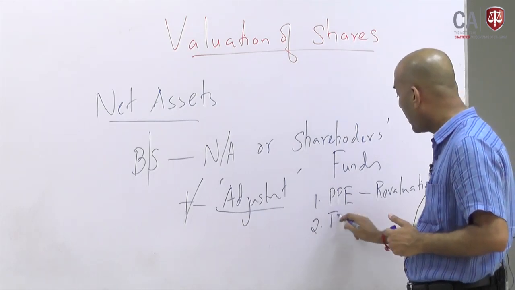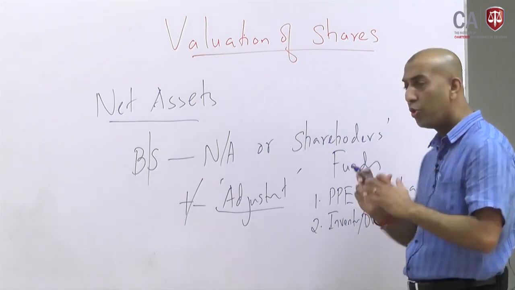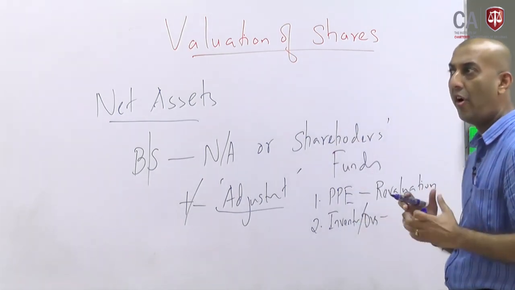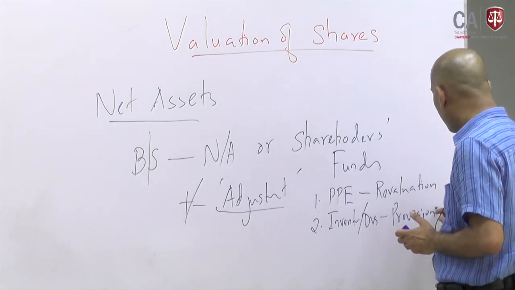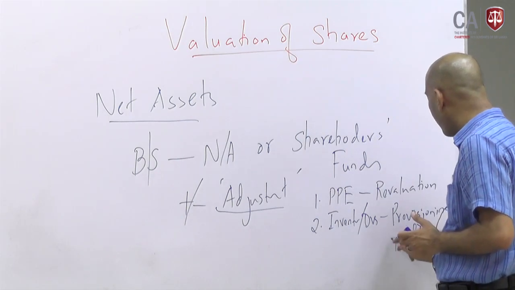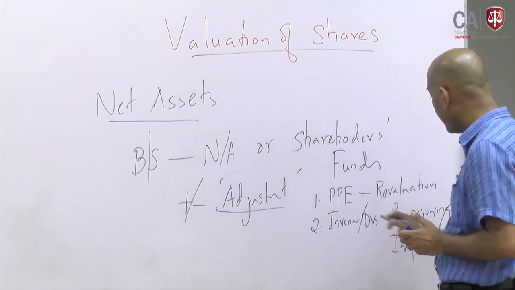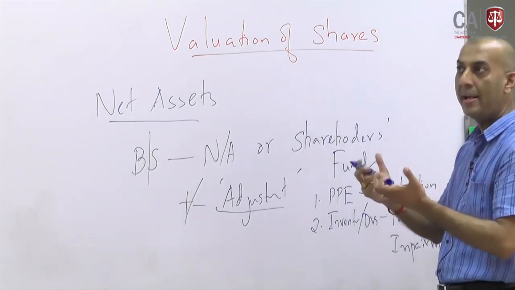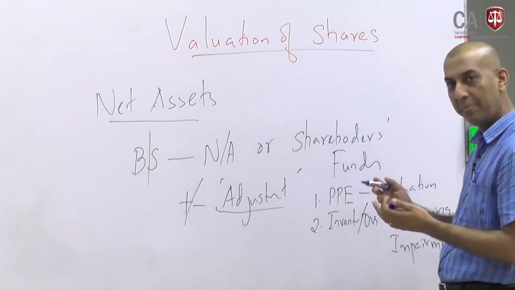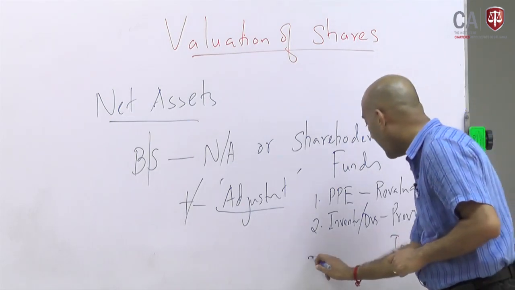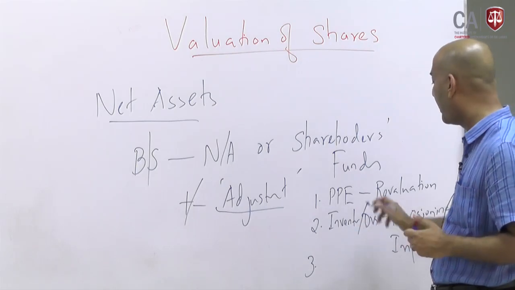Second, you take your inventories or debtors, which may need to be adjusted for any provisioning or any impairment. So please note, your inventories and debtors in your balance sheet may need an adjustment for provisioning or impairment. So it is possible. So you could do that adjustment and then find out what is a realizable or, in a sense, more a fair value of your inventory and debtors.